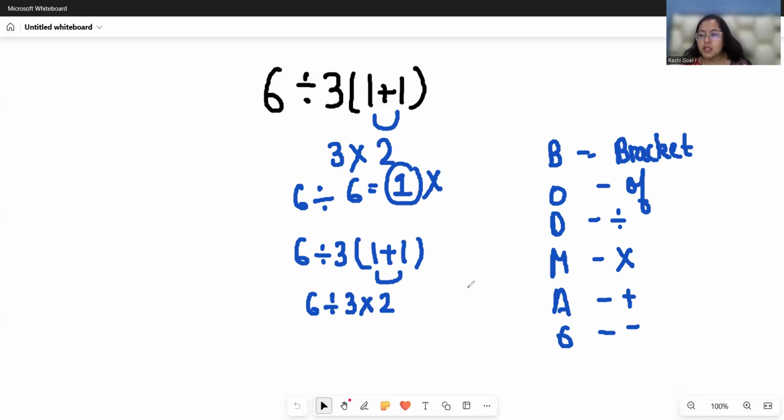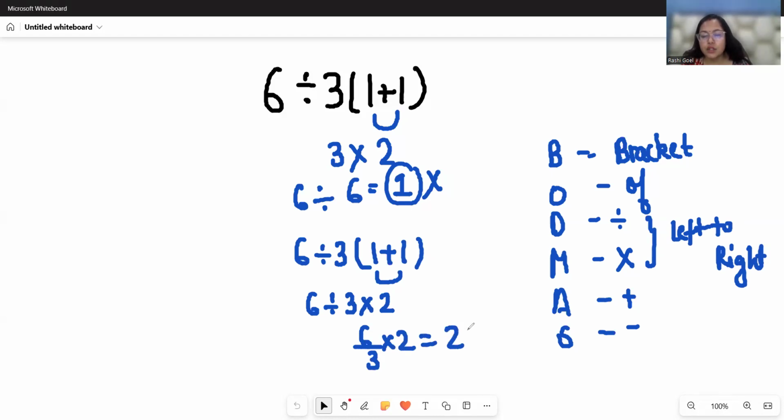Now the mistake people make is that they think division and multiplication have the same priority, but they skip the step that we always have to solve from left to right. So it becomes 6 divided by 3 multiplied by 2, that is 2 multiplied by 2, which is 4. So what is the correct answer? 4, not 1. I hope it's clear and you find it useful.